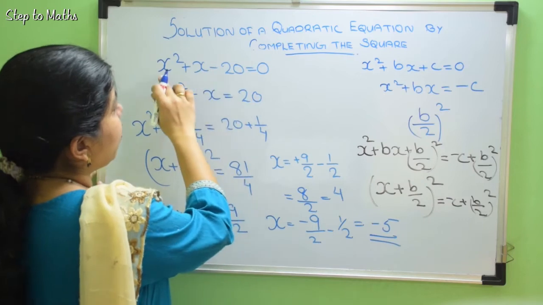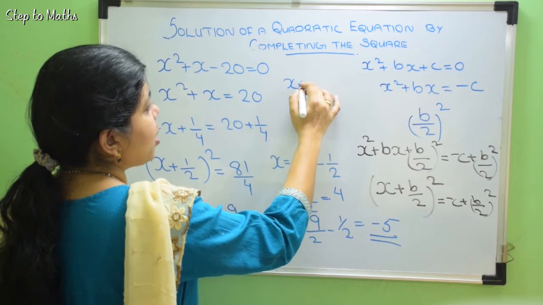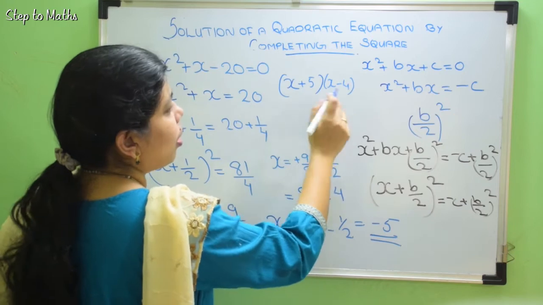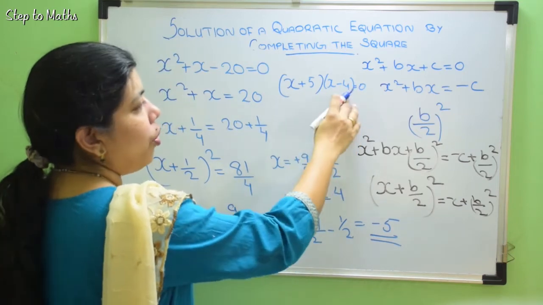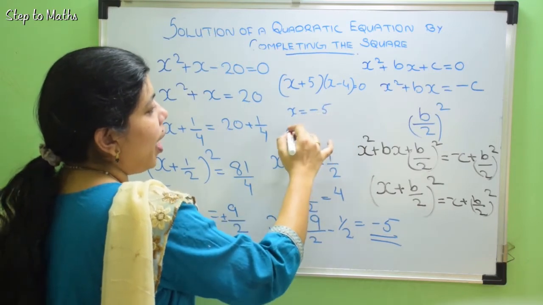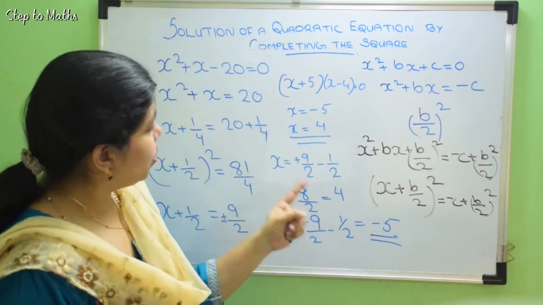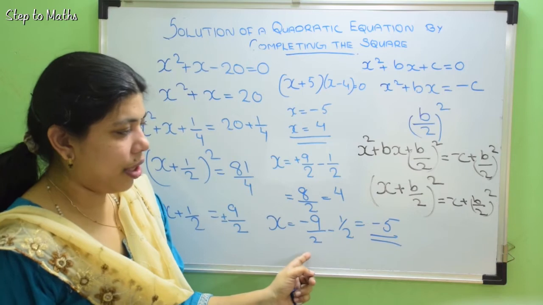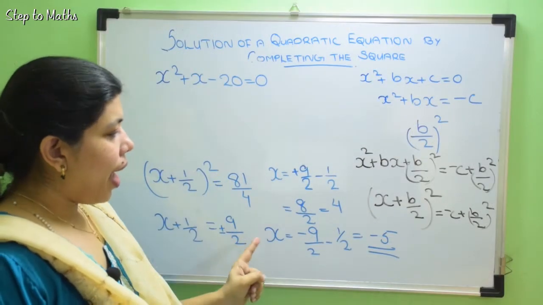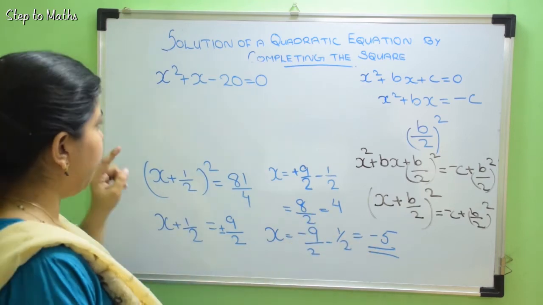If we factorize this equation, x square plus x minus 20, how can we factorize? (x plus 5) into (x minus 4) equal to 0, and each factor equal to 0. Then the value of x is equal to minus 5 and x is equal to plus 4. That's what we get using this completing the square method. The solution of this quadratic equation is x is equal to 4 and x is equal to minus 5.